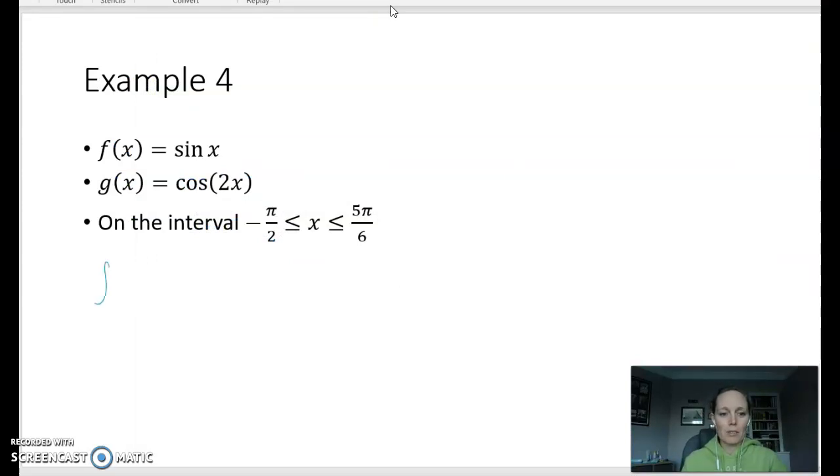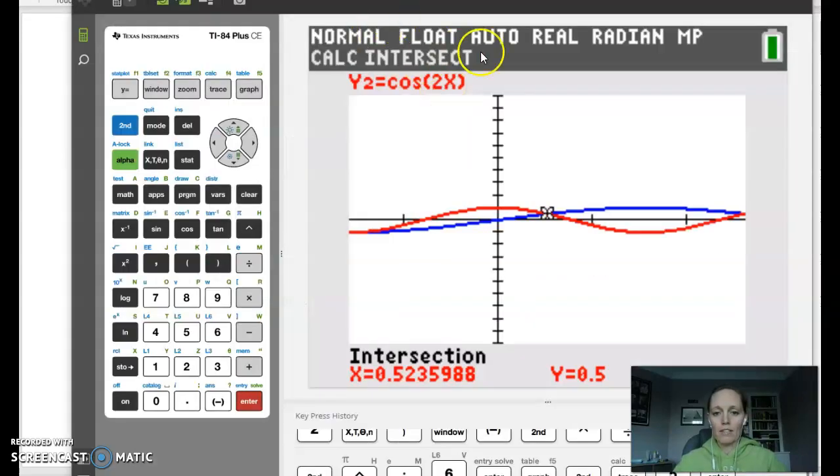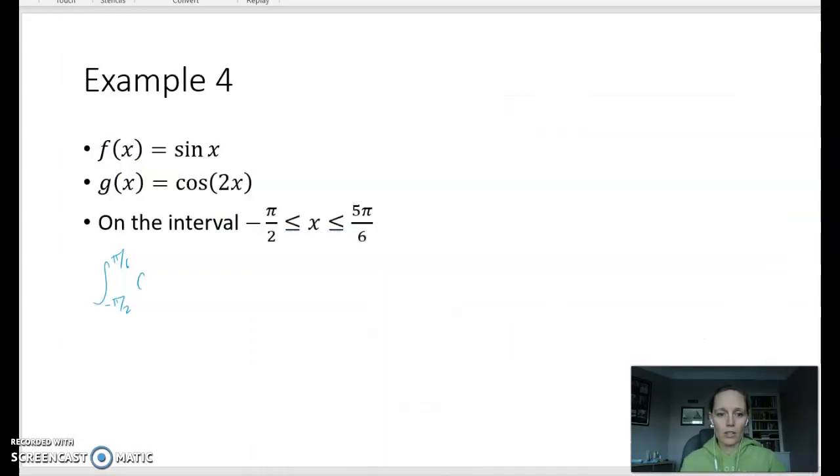So what I'm doing here is I'm splitting my integral from negative pi over 2 to pi over 6. And remember, for the first part of this interval, it's the red function on top. So that's my cosine of 2x. So it's cosine of 2x minus sine of x. My other integral goes from pi over 6 to 5 pi over 6. And this is where they switch places, so sine of x is first. So we have to be setting up our integrals where the top function comes first and the bottom function comes second.